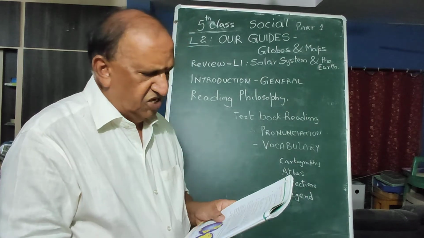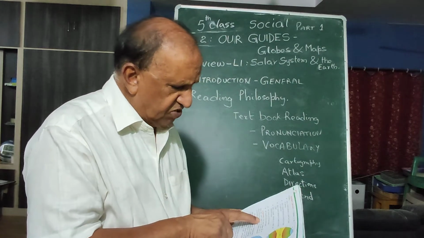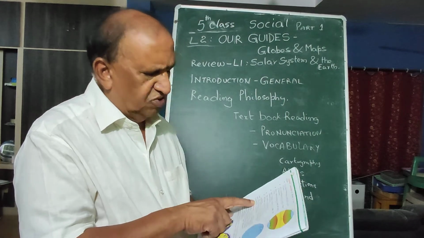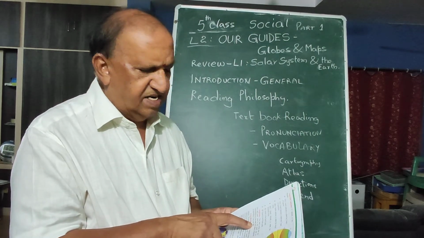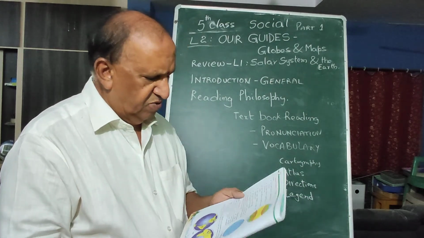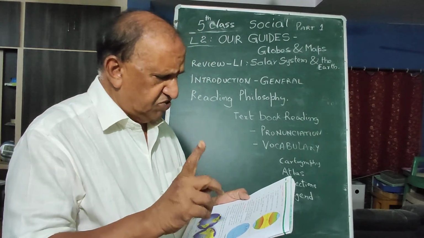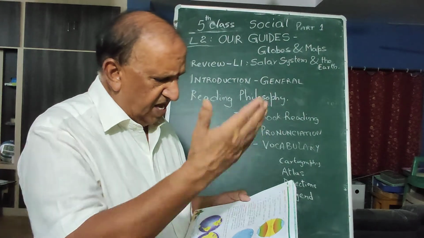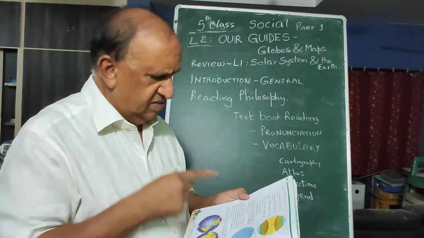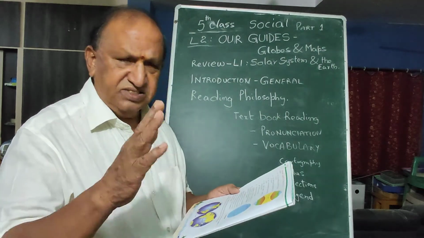Longitude: the semicircles that run from the North Pole to the South Pole by intersecting the latitudes are called longitudes or meridians. There are about 360 longitudes. I told you about that. I can read it one more time. Longitudes, the semicircles that run from the North Pole to the South Pole by intersecting the latitudes, are called longitudes or meridians. They are 360.